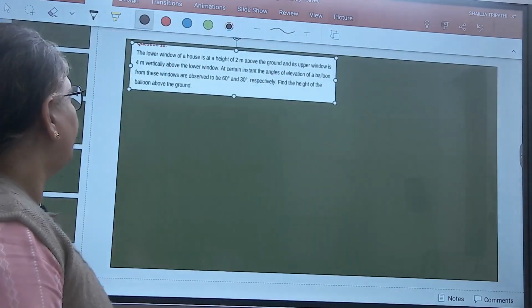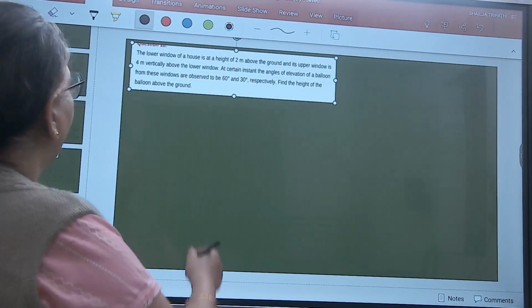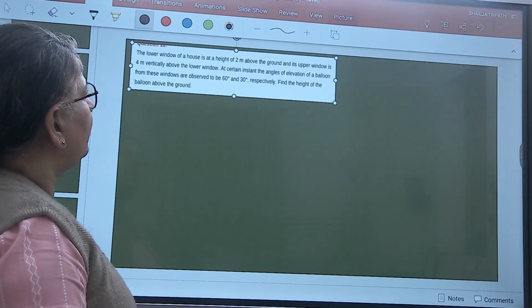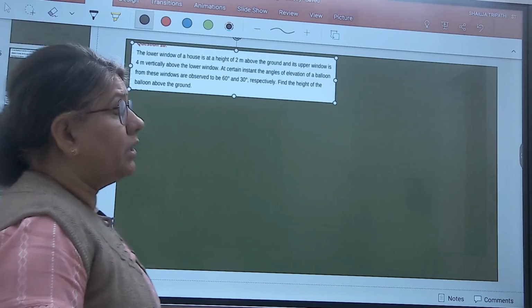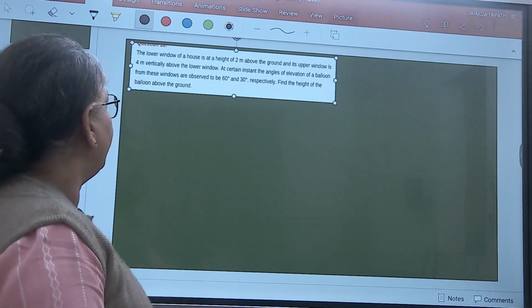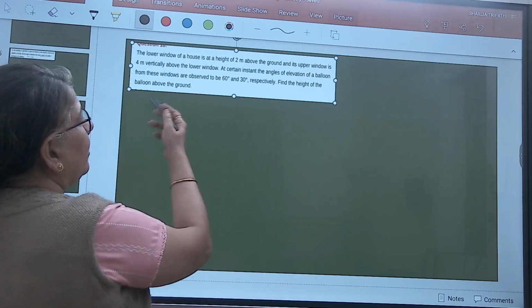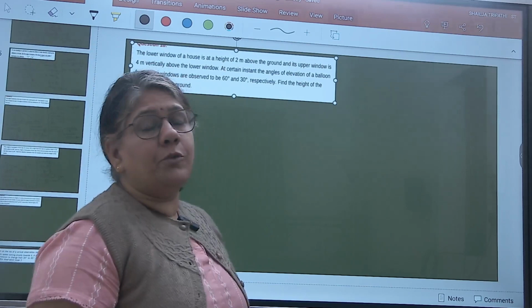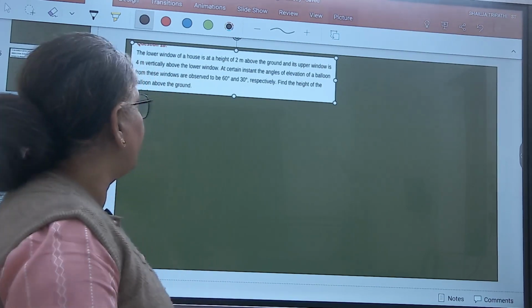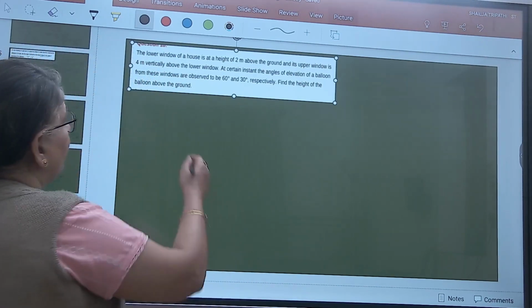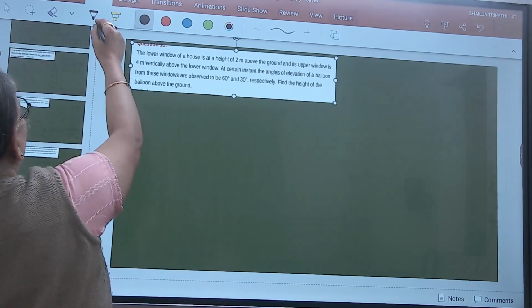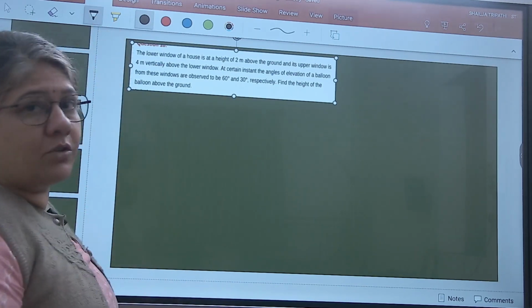In this question, the lower window of a house is at a height 2 meter above the ground and its upper window is 4 meter vertically above the lower window. At a certain instant, the angles of elevation of a balloon from these two windows are observed to be 60° and 30° respectively. Find the height of the balloon above the ground. Again, to solve this question, we'll first draw the figure.